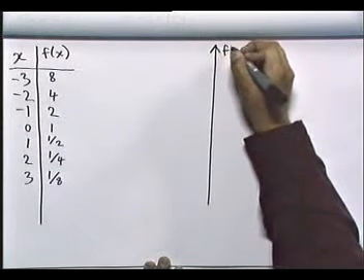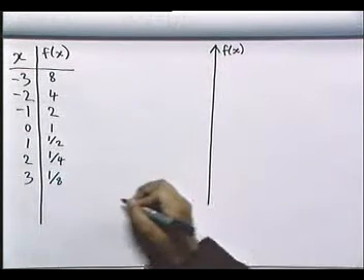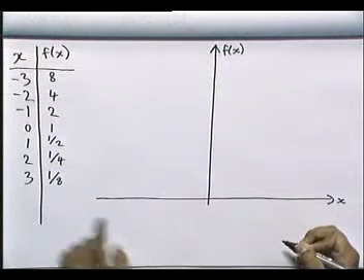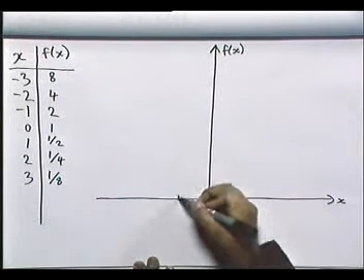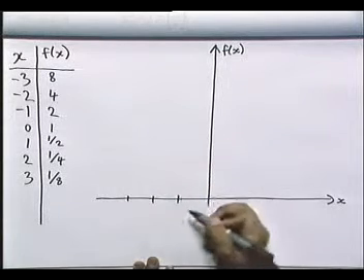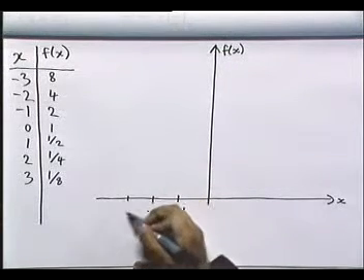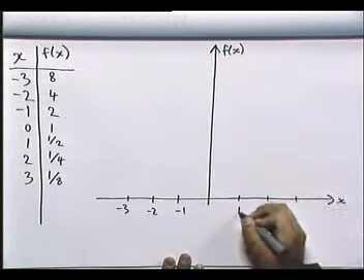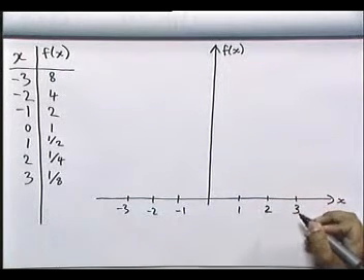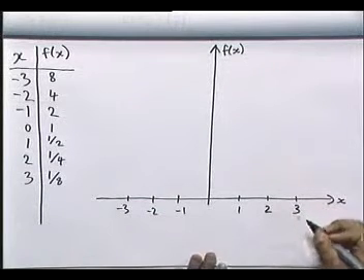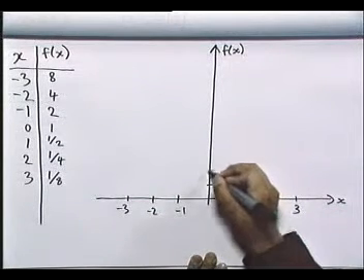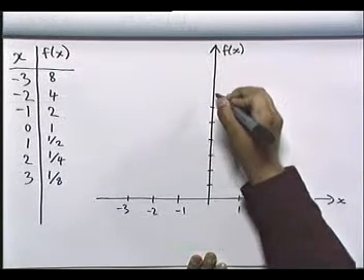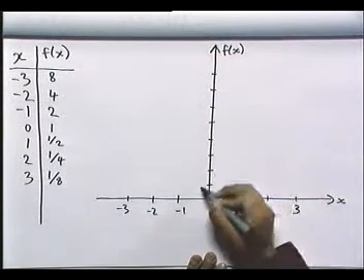So vertically we get f of x, and on our horizontal axis we've got x. And we're going from minus 3 to 3 again. So minus 1, minus 2, minus 3, and 1, 2, and 3 here. And then we're going up to 8 on the vertical axis. 1, 2, 3, 4, 5, 6, 7, 8.